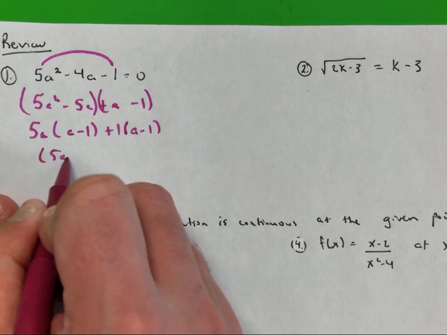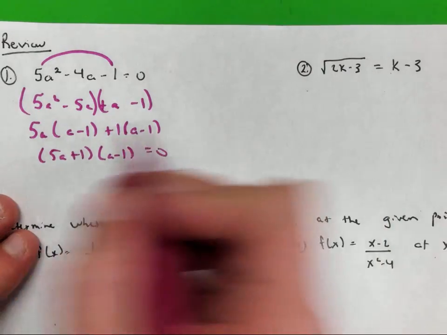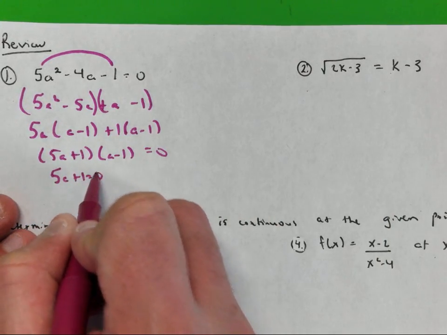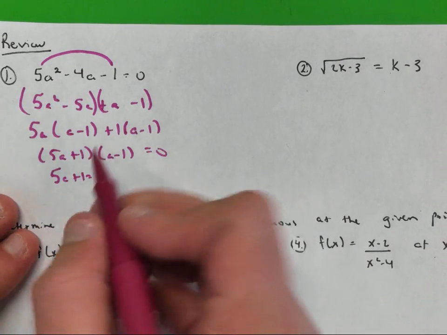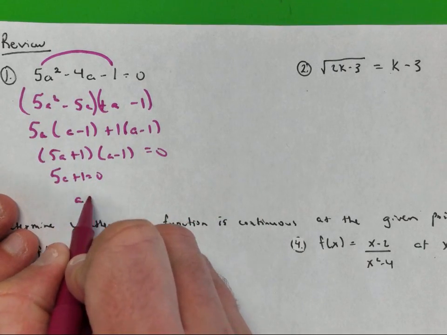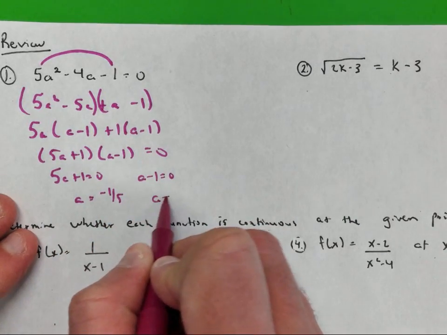Okay, so now I have 5a plus 1 and a minus 1 equals 0. Set them both equal to 0. Some of us still have to show steps. That is fine. I really want the right answer. But if I move that 1 over, it's going to become a negative 1/5. a minus 1 equals 0. a equals 1.